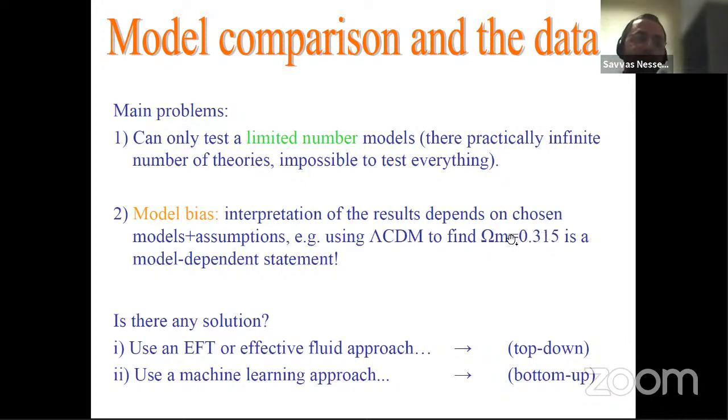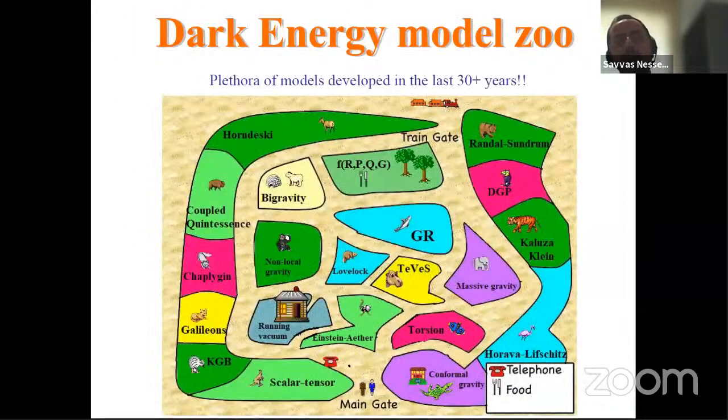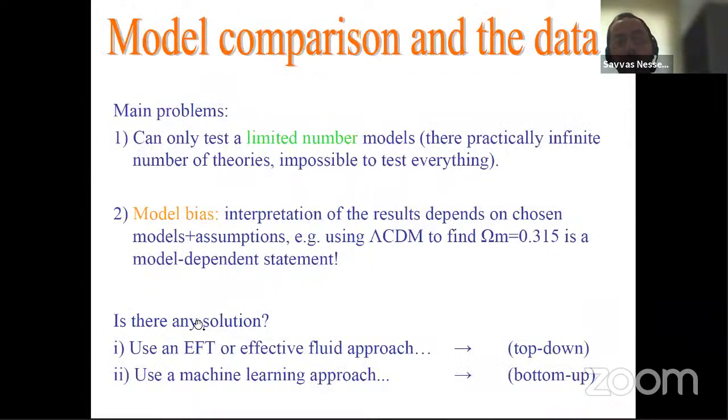Okay. So is there any solution to these two kinds of problems? We can actually attack the problem from two approaches. First of all, a top-down approach, but also a bottom-up approach. A top-down approach would be to use an effective field theory or an effective fluid approach and try to test modified gravity and dark energy models in whole classes of them, okay? Because that's a bit easier. And people have created lots of codes, even Boltzmann codes, that work within the EFT framework. Okay, I think Sandra Silvestri has some codes for that.